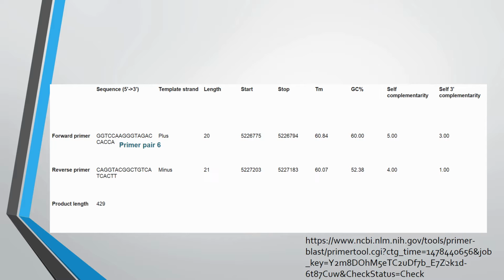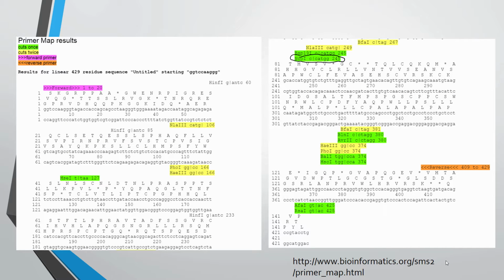The set of primers isn't perfect, though. Its self-complementary rating is relatively high, and the forward primer's GC percentage isn't close to 50. The primer set selected was the best that Primer-BLAST came up with. Primer Map was then used to verify that the primers would work and help identify a restriction enzyme that would make a single cut in the middle of the amplified sequence.